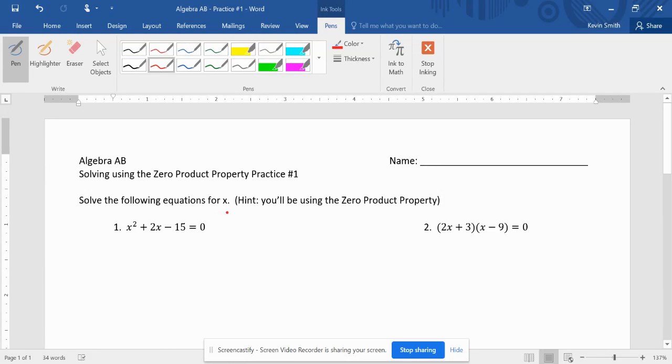Hey guys, okay, so we are going to practice solving using the zero product property. So for number one, this is already set equal to zero, so we're good. We can use the zero product property.